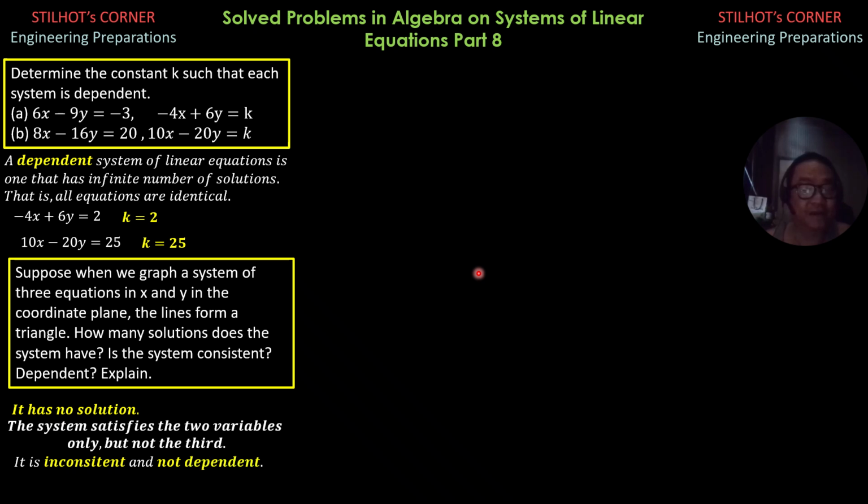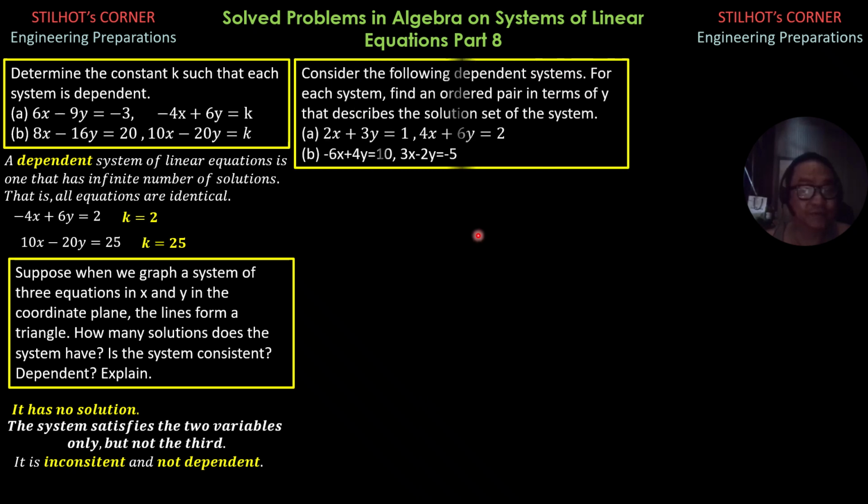The definition of a consistent system is that the system has at least one solution. Next, consider the following dependent systems. For each system, find an ordered pair in terms of y that describes the solution set of the system. So 2x plus 3y equals 1, 4x plus 6y equals 2. This is a dependent system, part A, because when we multiply equation 1 by 2, it becomes 4x plus 6y equals 2, which is identical with that.